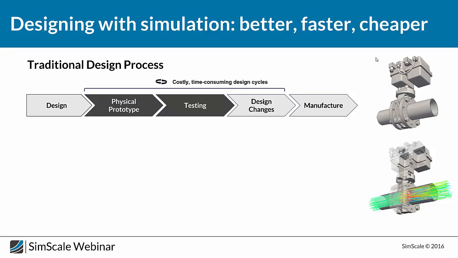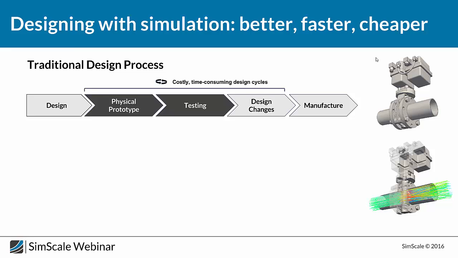To start with, why should people actually simulate? The design process traditionally followed is as shown. You start with the design and then create a physical prototype. Then we test the prototype, do design changes, and then again, based on the changes and the results, we continue this process iteratively: prototype, testing, design changes, and this keeps on going.